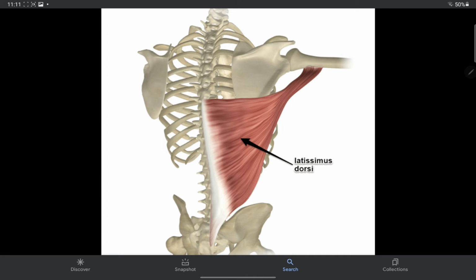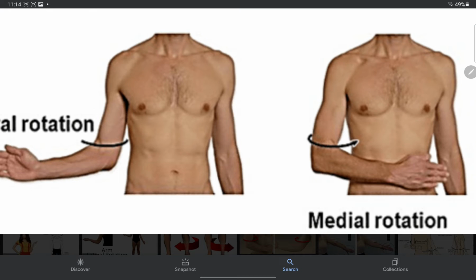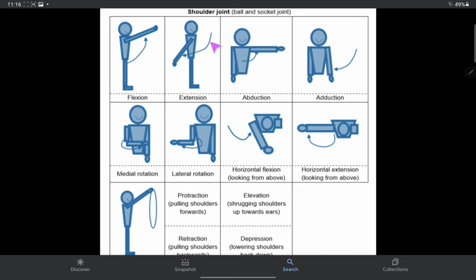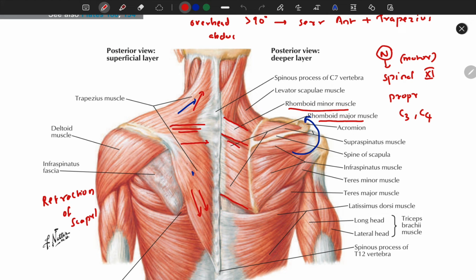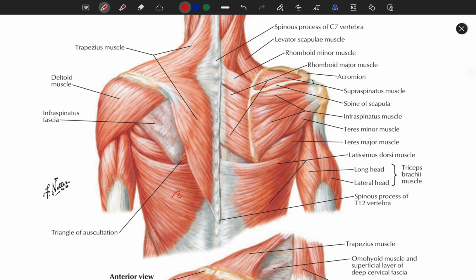Now talking about its action, this muscle will help in adduction. It also helps in medial rotation. So this is the medial rotation. It also helps in extension, that is movement of the hand like this. This muscle is also involved in forceful expiration, for example coughing, because expiration is normally a passive process. In forceful expiration, this muscle can also be involved. This will also help during climbing. When you are climbing a tree, it will raise the body towards your arm.